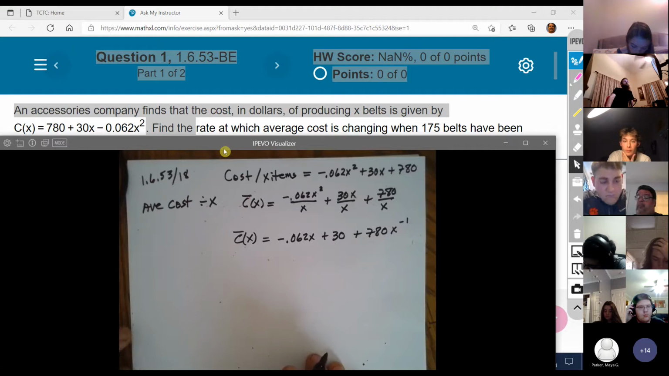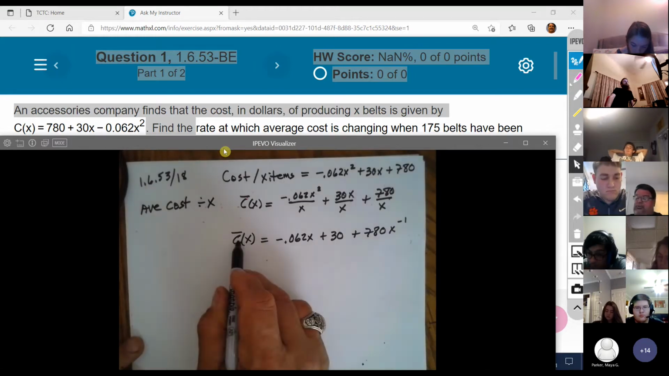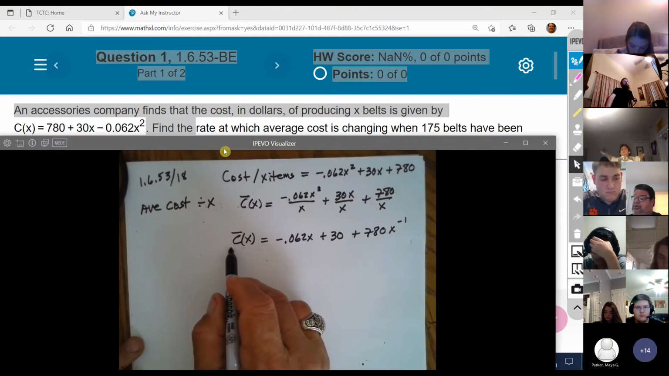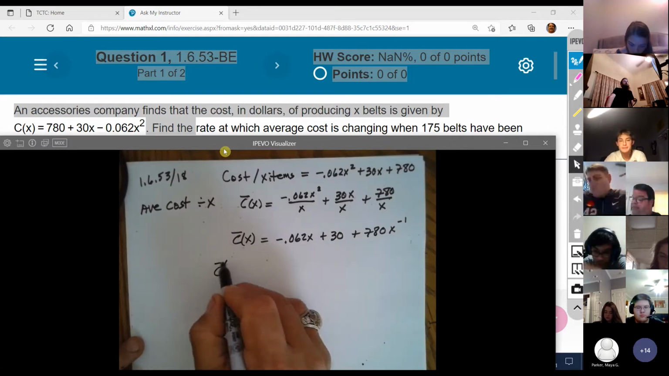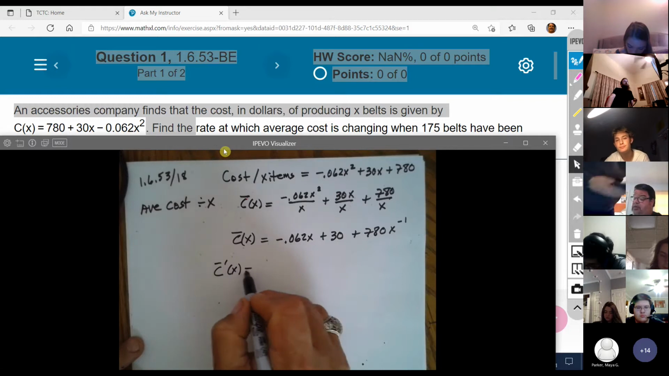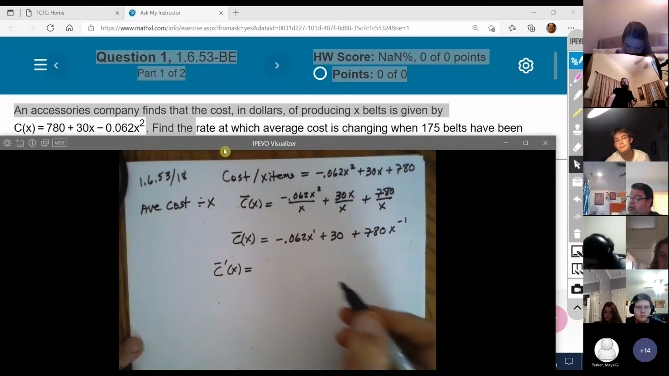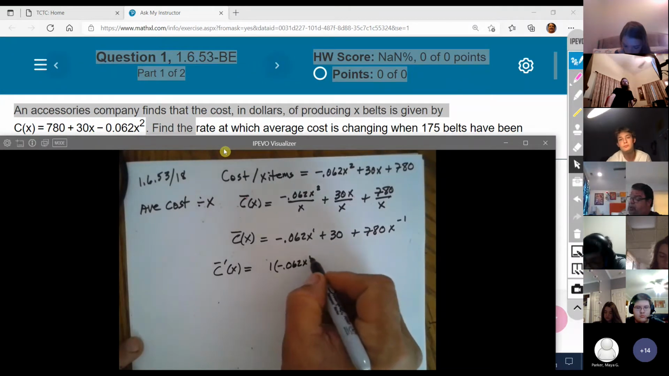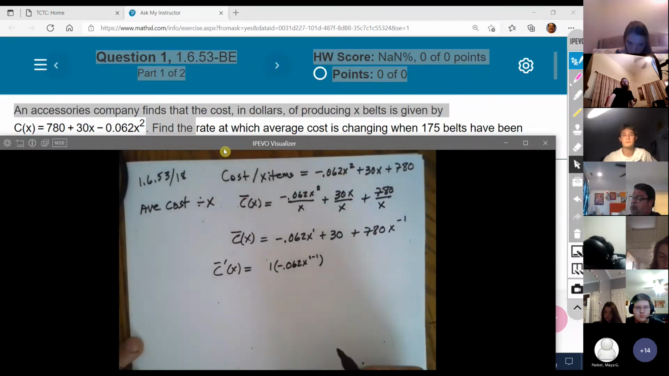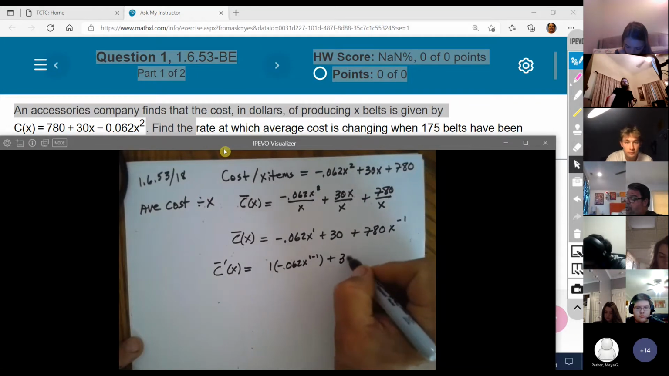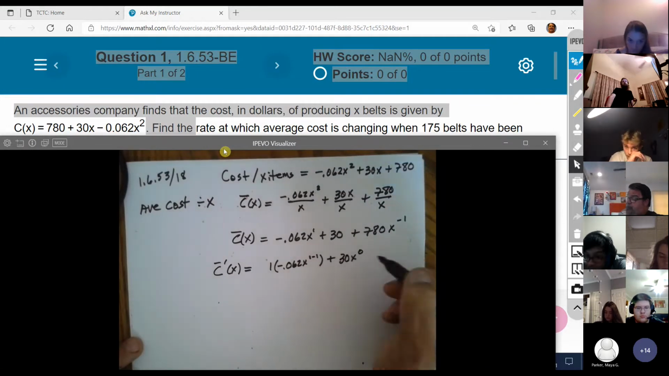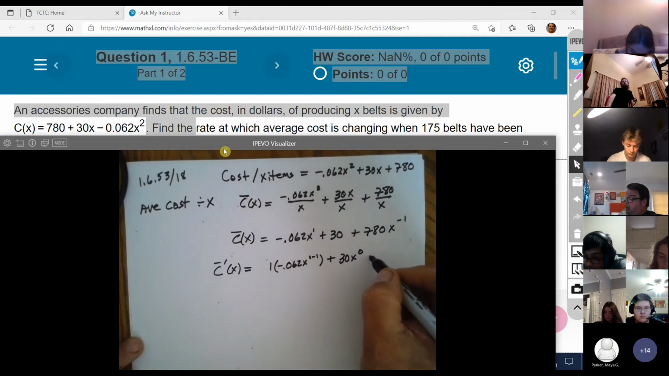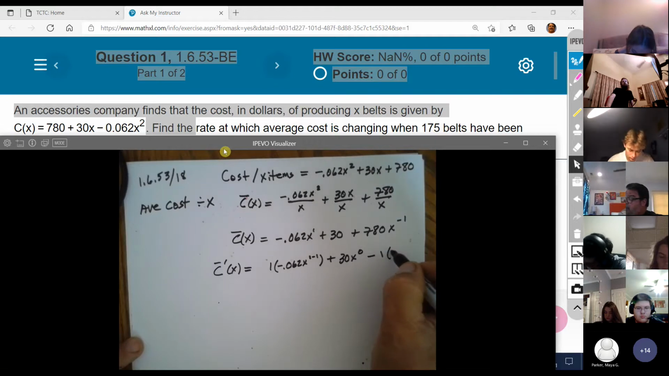Everybody with me? And now to find the rate of change of the average cost, which basically says the slope, we're going to take the derivative. Now that's the way I'm reading this question. So 1 times negative 0.062x to the 1 minus 1, plus 30x to the 0, that's going to go out, minus 1 times 780x to the negative 1 minus 1.